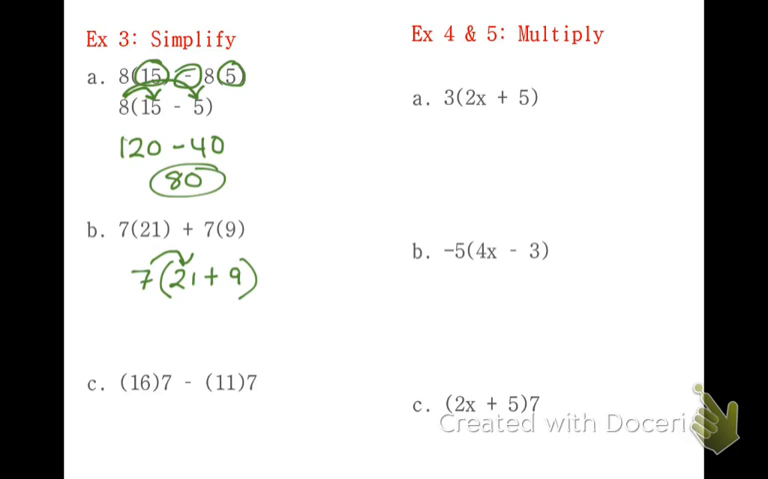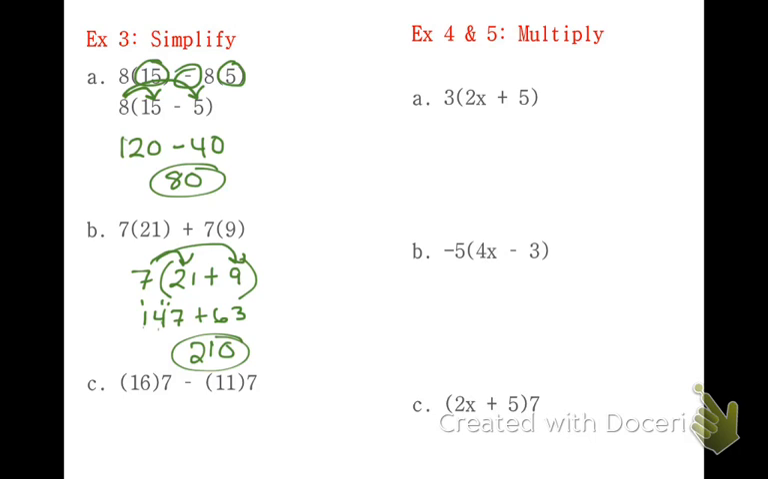7 times 21, that would be 147. And 7 times 9, which is 63. Then you add them together. 0, 10, 11, 210.